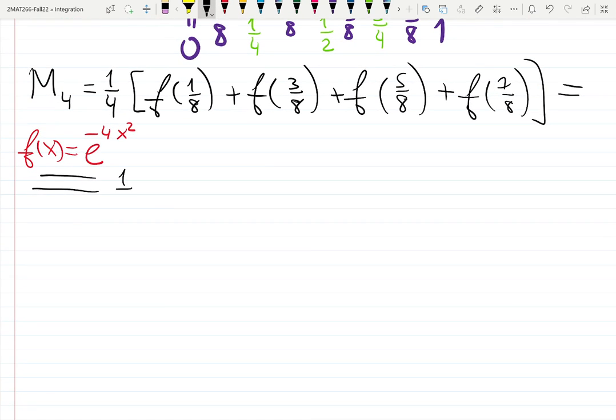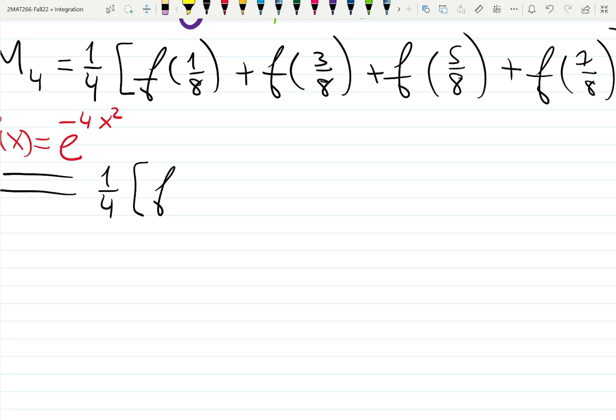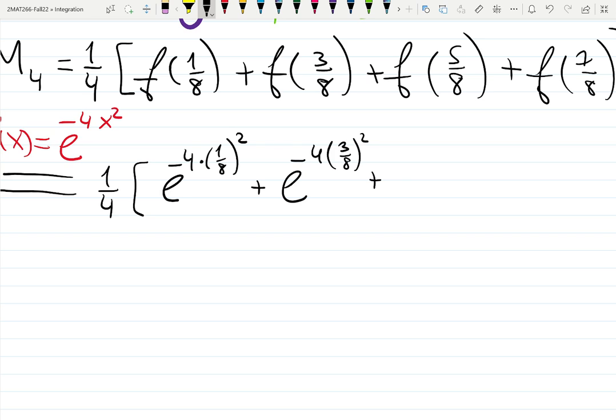And it's gonna be 1/4, let's go fast. 1/4 times e to the minus 4 times 1/8 squared. Put parentheses everywhere, that will save you from mistakes. Plus e to the minus 4 times 3/8 squared, plus e to the minus 4 times 5/8 squared, plus e to the minus 4 times 7/8 squared.